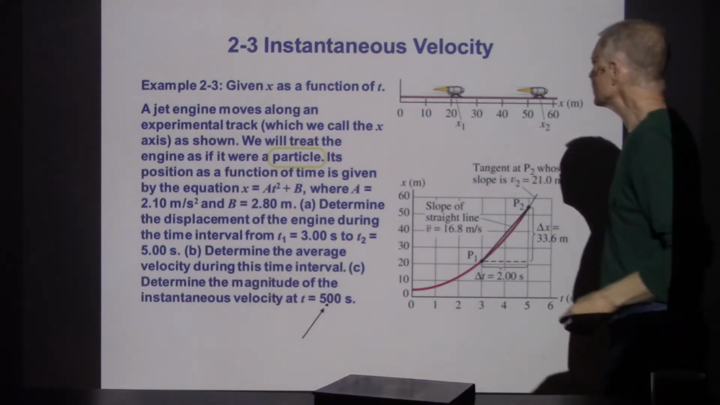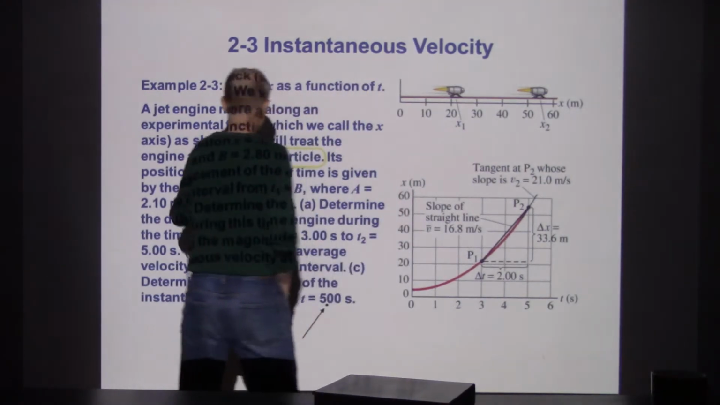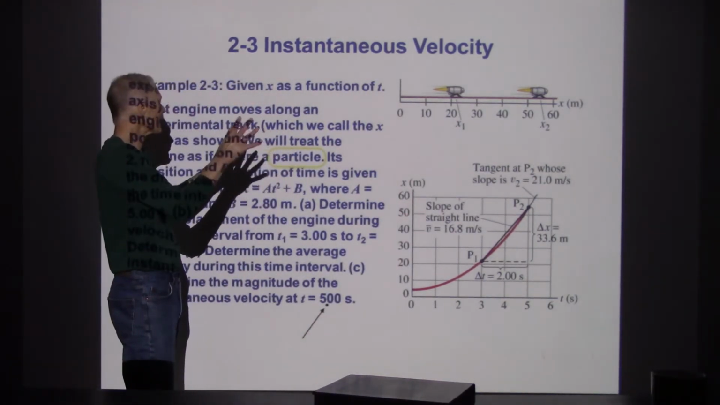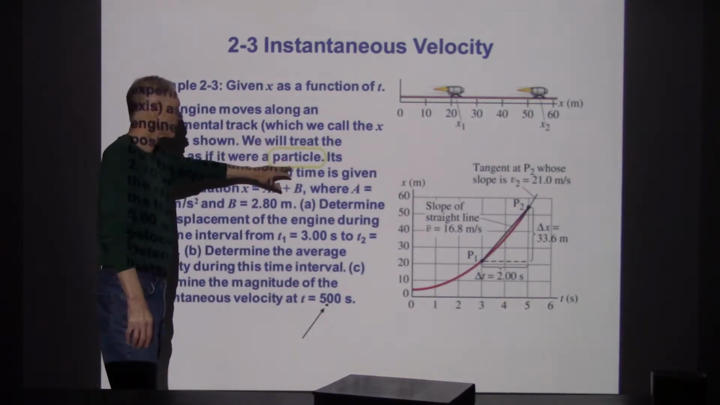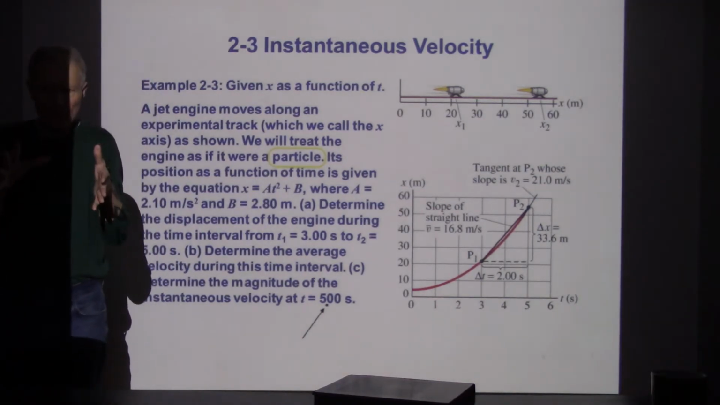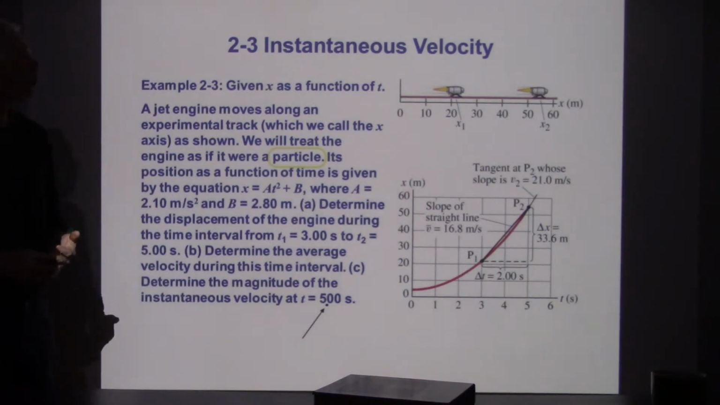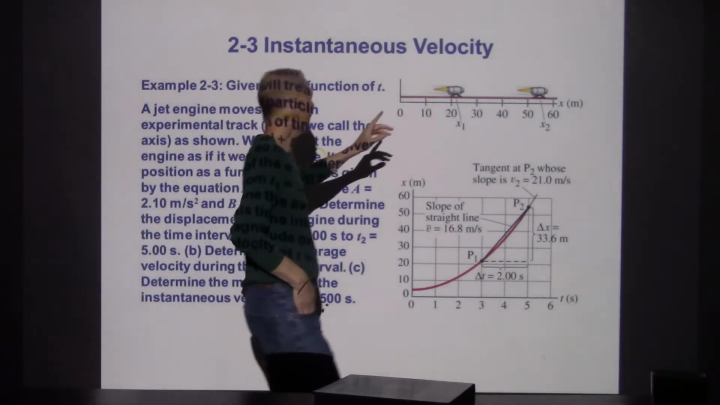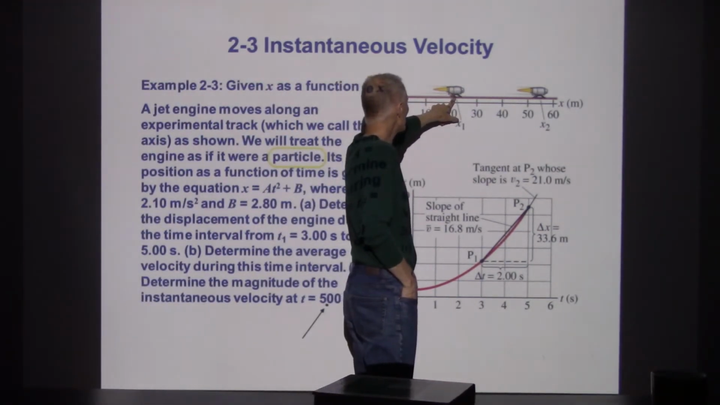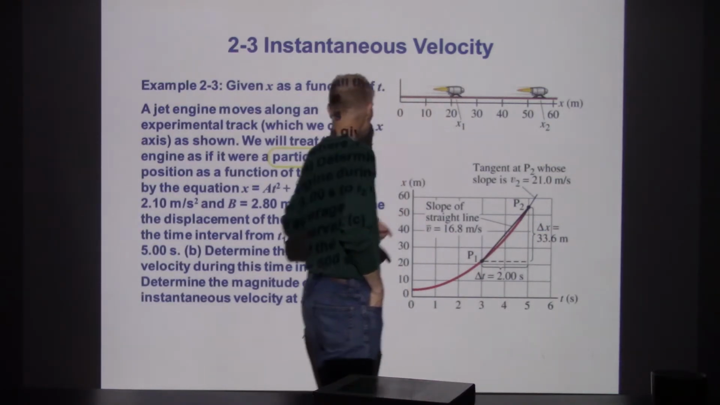Now it says that we're going to treat the engine as if it's just a compact object. I know they're calling it a particle. They're going to say this is an object we can treat as if it's located at one point. So we're keeping track of some point on the jet engine. It looks like this point right here. And we're following where that's located.